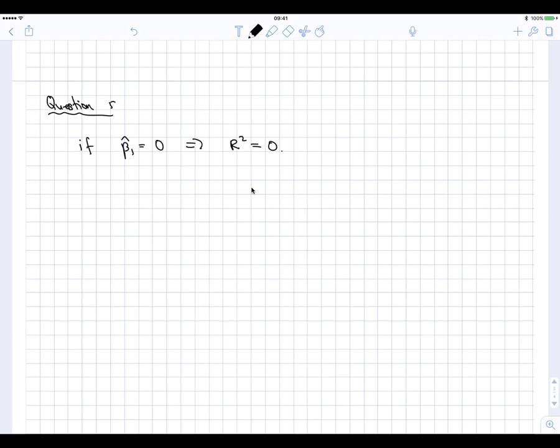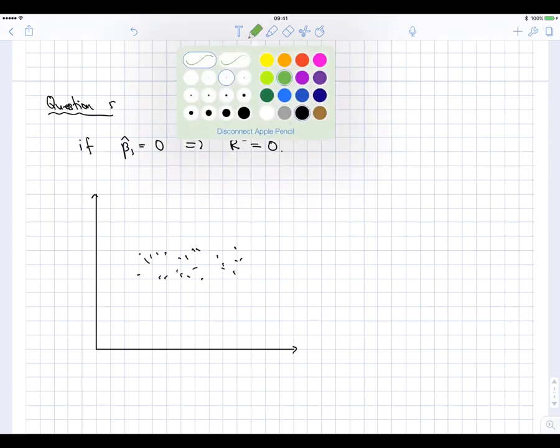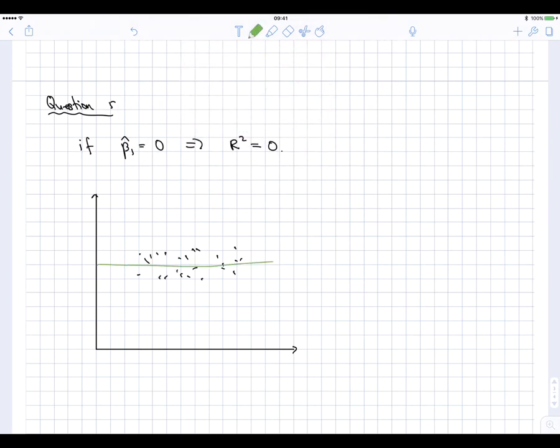It means that if I were to plot those data points, that simply means that the slope of my fitted OLS line is going to be flat. This is going to be my beta 0 hat, and then the slope is going to be beta 1 hat is equal to 0. Okay.